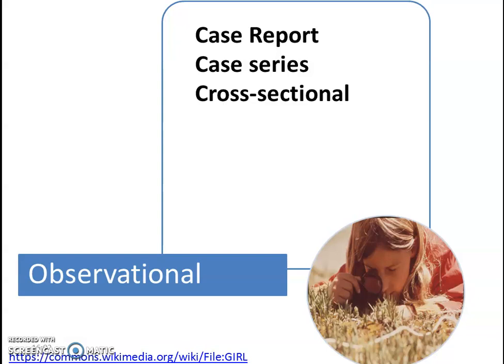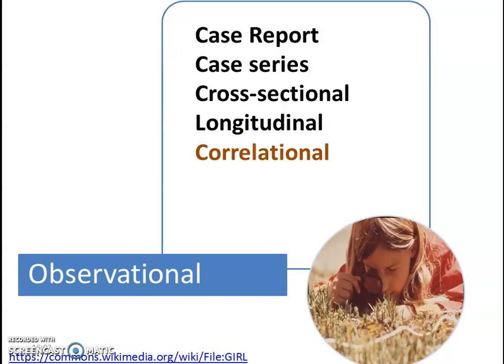Then comes the cross-sectional research, where at one point of time you study a group of people and come out with the results. So cross-sectional. Longitudinal is one step ahead. Here you are following up a group of people over a period of time to see what are the changes happening over that period of time. So that's longitudinal research. Then comes correlational.